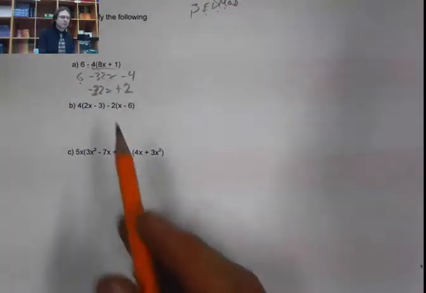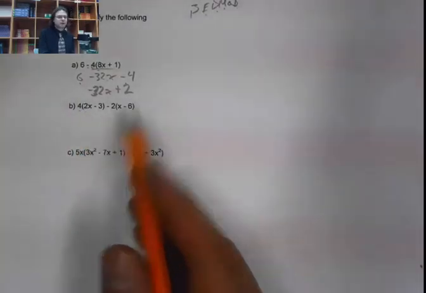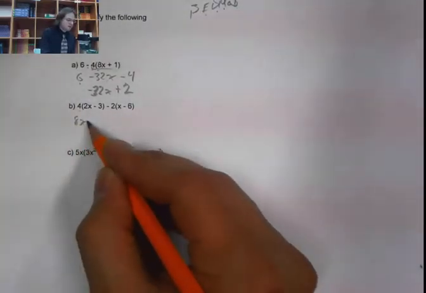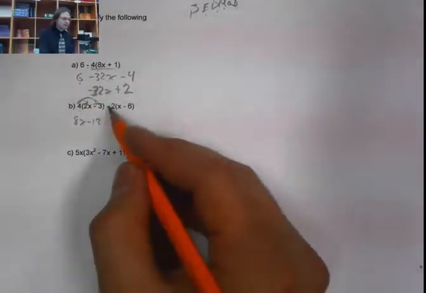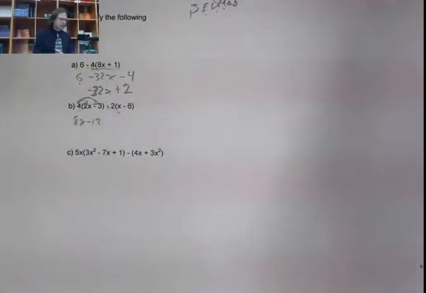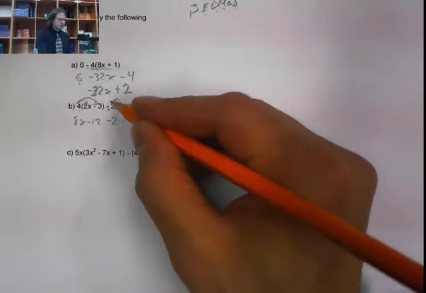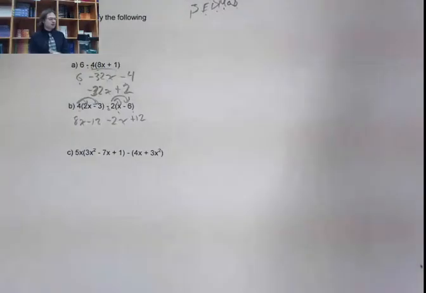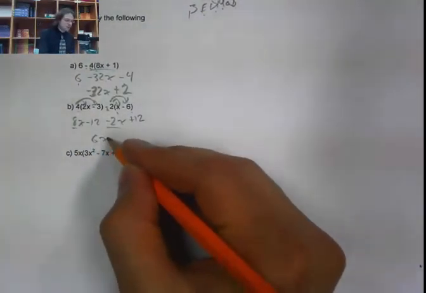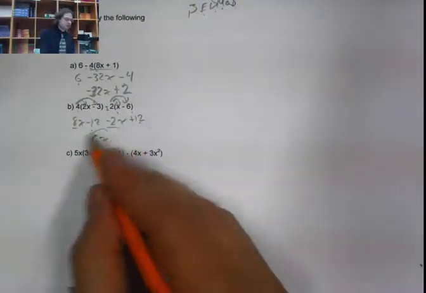Let's take a look at my next one here. We're going to have 4 multiplied by 2x minus 3, which gives me 8x minus 12, right? 4 is multiplied into both. Then I have negative 2 multiplied into x, which will end up giving me negative 2x, and negative 2 multiplied into negative 6 will give me plus 12. Now I combine these. 8x subtract 2x will give me 6x. Negative 12 plus 12 will give me 0. So my answer is just 6x.